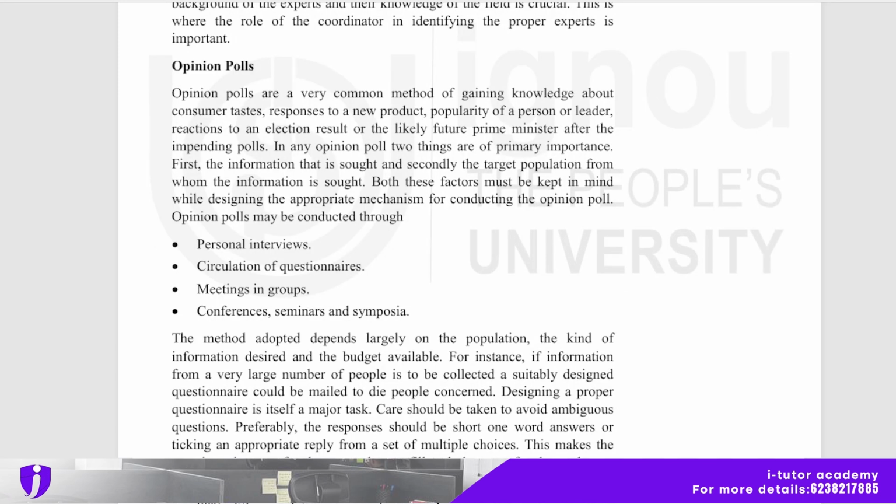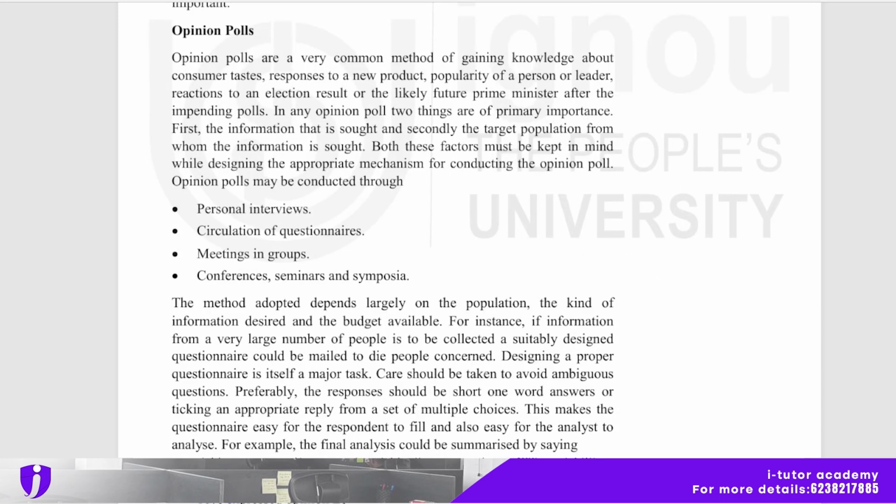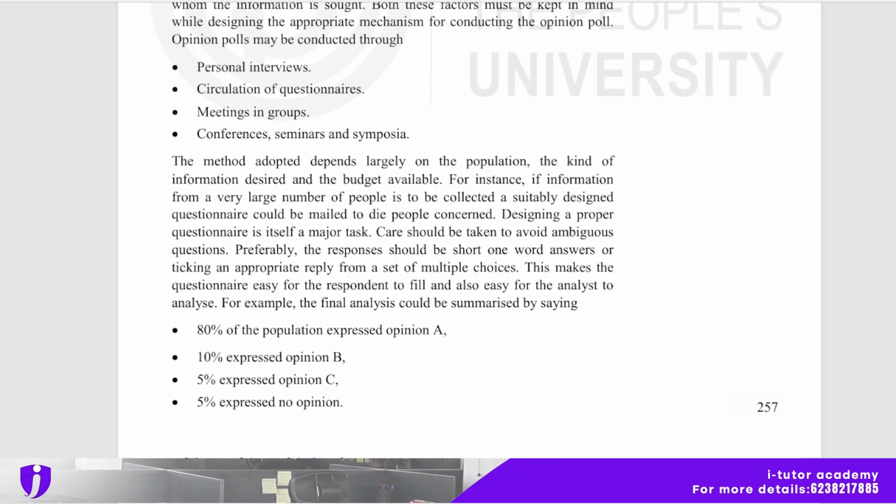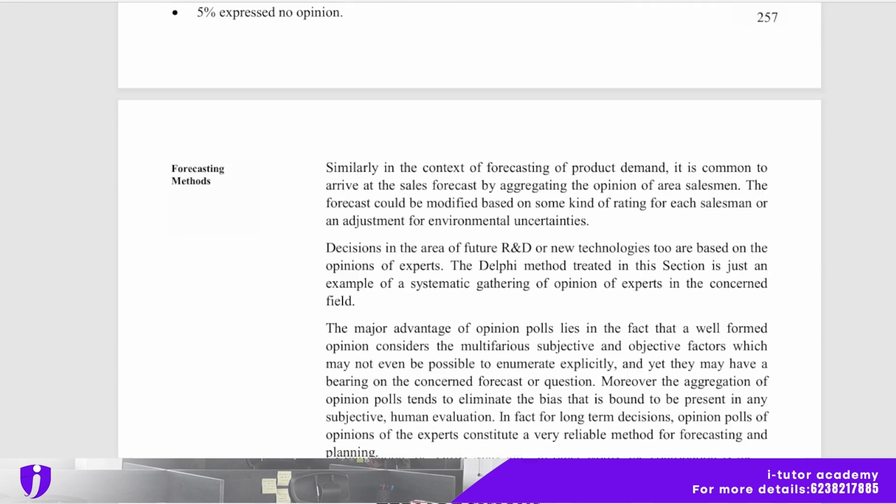Opinion polls may be conducted through personal interviews, circulation of questionnaires, meetings in groups, and conferences, seminars, and symposia. The method adopted depends largely on the population, the kind of information desired, and the budget available. For instance, if information from a very large number of people is to be collected, a suitably designed questionnaire could be mailed to the people concerned, and designing a proper questionnaire is itself a major task. For example, the final analysis could be summarized by saying 80% of the population expressed opinion A, 10% expressed opinion B, 5% expressed opinion C, and 5% expressed no opinion. Okay, so these are the methods.